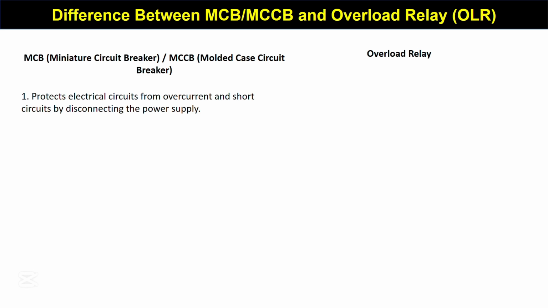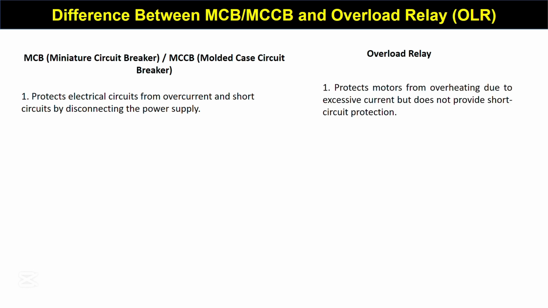MCCB protects electrical circuits from overcurrent and short circuit by disconnecting the power supply. That means the MCCB provides protection against two things: overcurrent and short circuit current. Whereas overload relay protects motors from overheating due to excessive current but does not provide short circuit protection. The one thing lacking in the overload relay is short circuit protection.